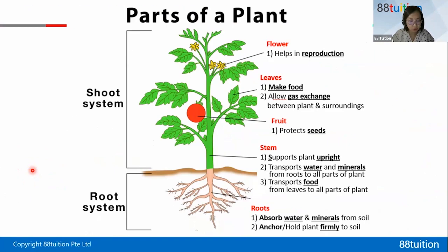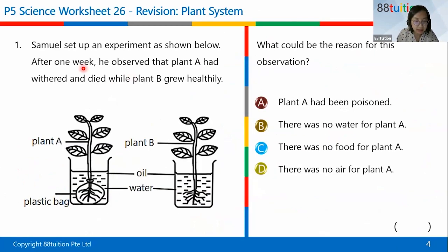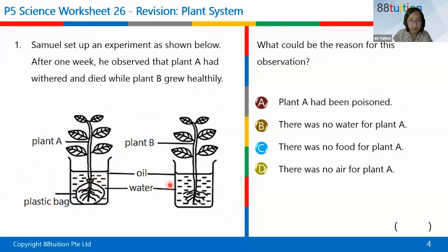Okay, we jump straight to the first question. Basically, Samuel set up an experiment. After 1 week, plant A withered and dried. That means the leaves dried up, withered and died, while plant B grew healthily. Over here you see that there's a plastic bag wrapping the roots. Here there is no plastic bag. And then there's a layer of oil here and a layer of oil here.